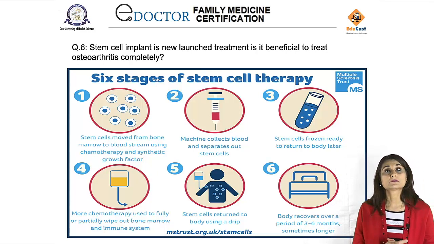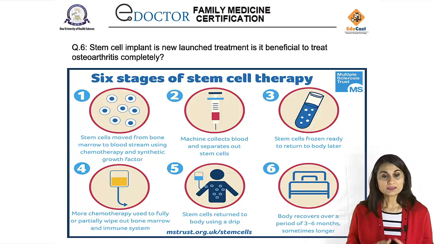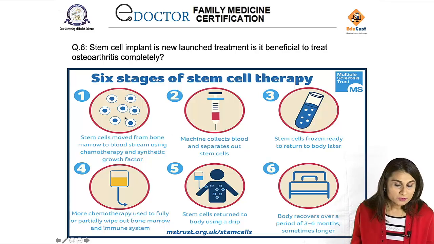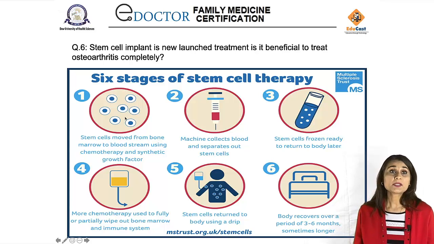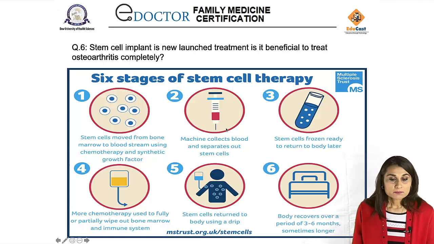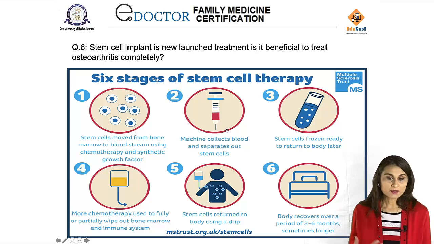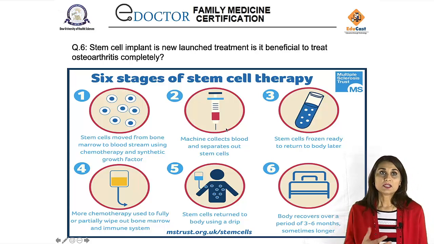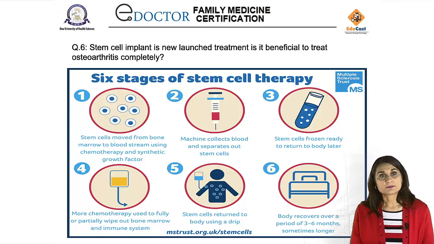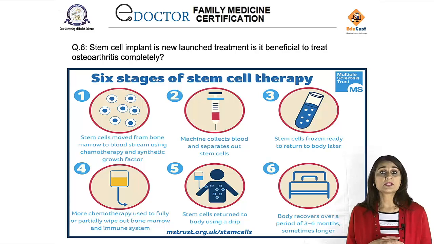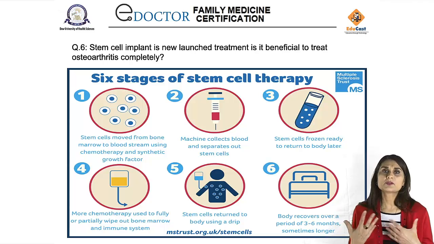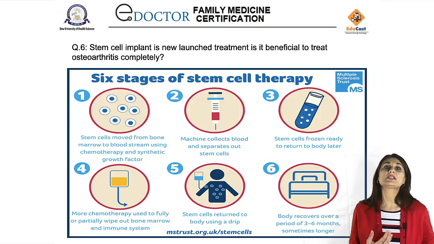I have another picture over here for you guys: six stages of stem cell therapy. What are those? Stem cells move from bone marrow to the bloodstream using chemotherapy and synthetic growth factors. Then a machine collects the blood and separates out the stem cells. So from the blood, you are taking out the stem cells. Then the stem cells are frozen. Then again, more chemotherapy is used, fully or partially, to wipe out the bone marrow and immune system, because the immune system is the one that's not working properly, right? We need to repair that.